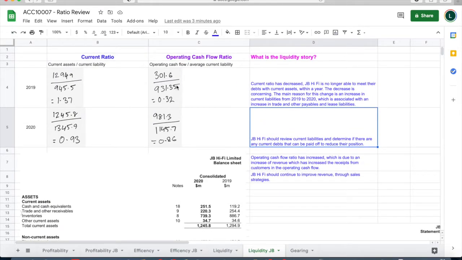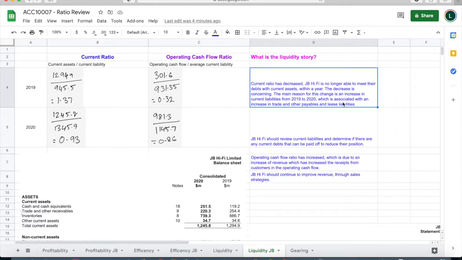Average current liability again has slightly increased, and that is due to what I said for the current ratio. You can see it's slightly different because we're looking at the average current liability, whereas over here we're just looking at the current liability for the actual year. So what have I written over here? Let's just have a read. Current ratio has decreased. JB Hi-Fi is no longer able to meet their short-term debts with current assets within a year. The decrease is concerning. The main reason for the change is an increase in current liabilities from 2019 to 2020, which is associated with an increase in trade and other payables and also lease liabilities.